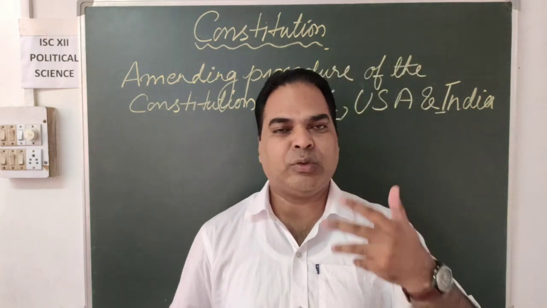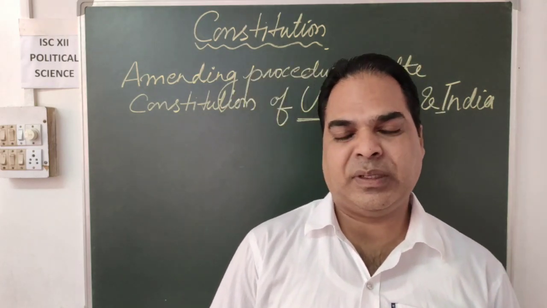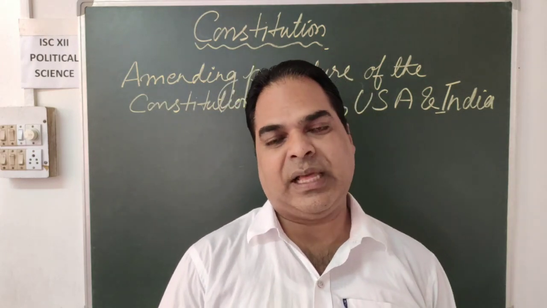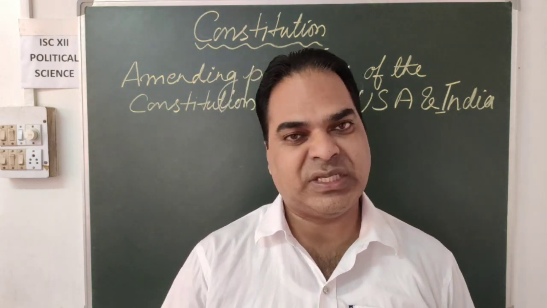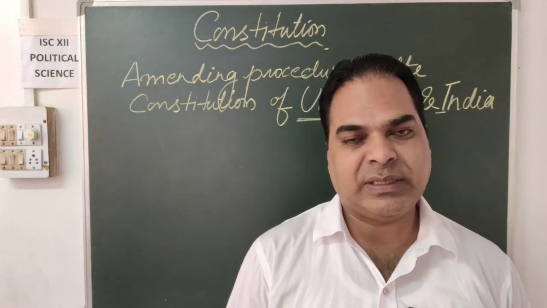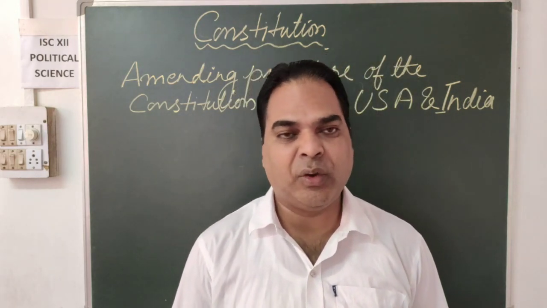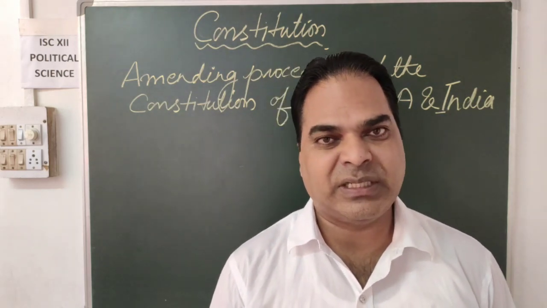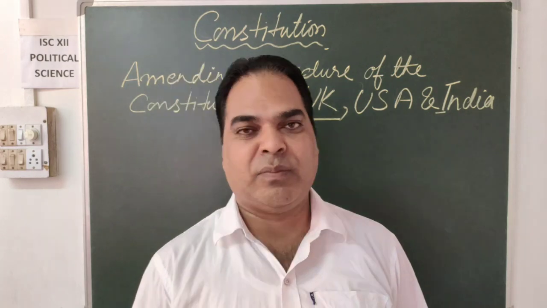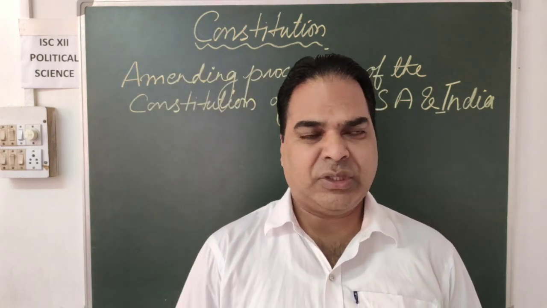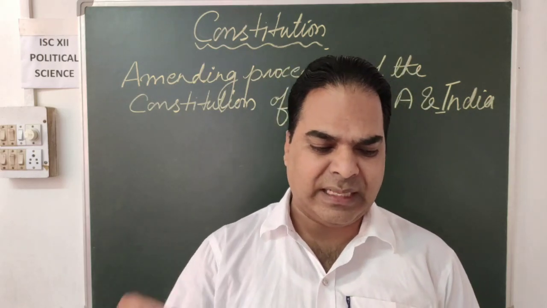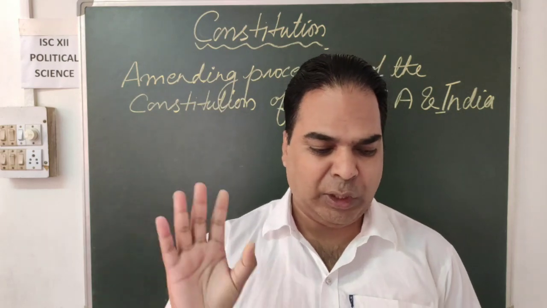As you know, two houses are there in the British Parliament, that is the House of Lords, which is the upper house, and the House of Commons, which is the lower house, the representative house of the people of Britain. The power to pass an ordinary law is in the hand of the House of Commons. So it is very clear that the amendment procedure in UK is done in a very simple manner, as it is done by passing an ordinary law.